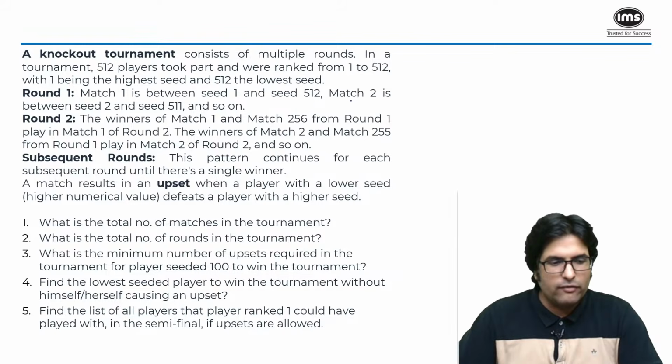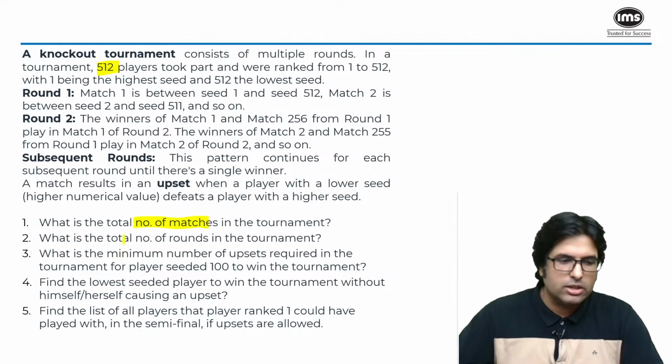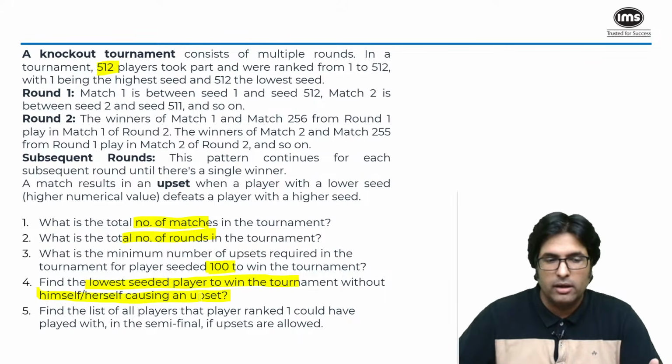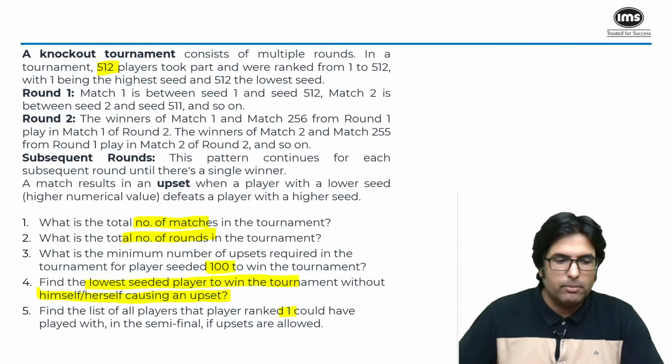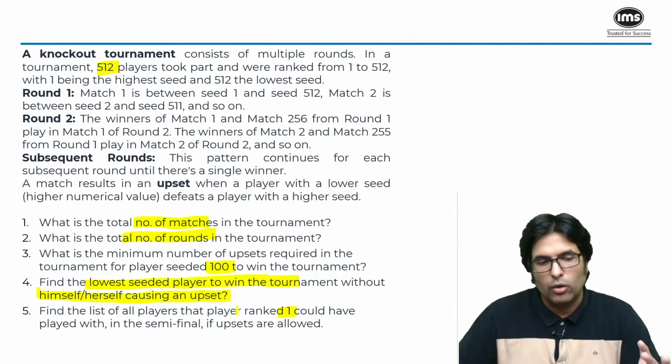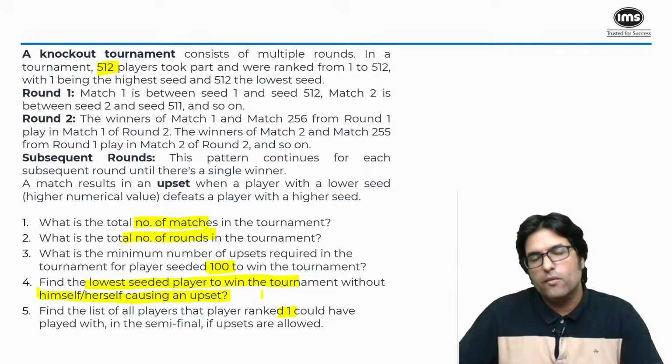Again, a homework question from my side, which is the question that we started with. 512 players are playing. What are the total number of matches, the total number of rounds, the minimum number of upsets required for the player seeded 100 to win, the lowest seeded player to win the tournament without himself or herself causing any upset, which means 0 upsets required for the player, so what could be the lowest seed of such a player if 512 players are there, and the list of all players that player ranked 1 could have played with in the semi-final if upsets are allowed. Again, these 5 questions are your homework.